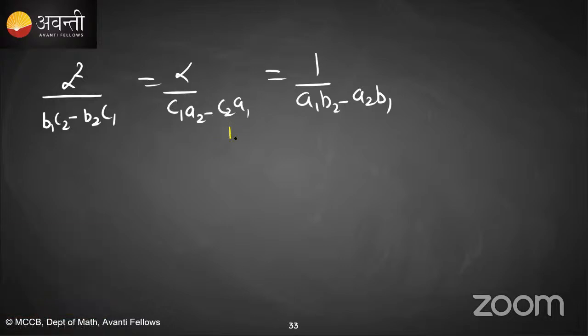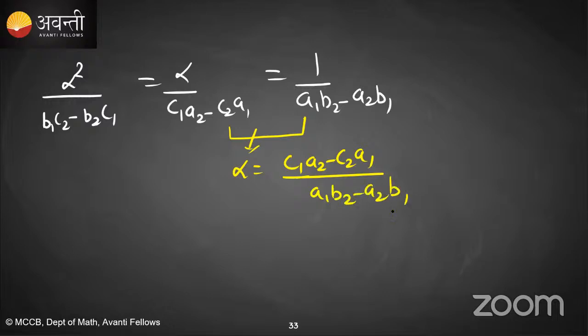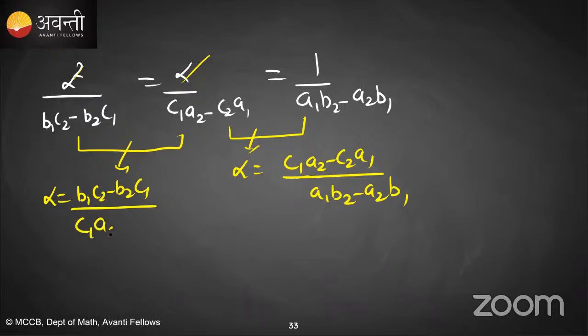Okay, now solve this method. Using this, what are you getting? You are getting alpha is C1 upon C1 A2 minus C2 A1 divided by A1 B2 minus A2 B1. Yes or no? Right? And solving this, see, alpha square upon something, alpha upon something. Cancel one alpha with alpha, right? So again, what will you get? Alpha equals B1 C2 minus B2 C1 divided by C1 A2 minus C2 A1.